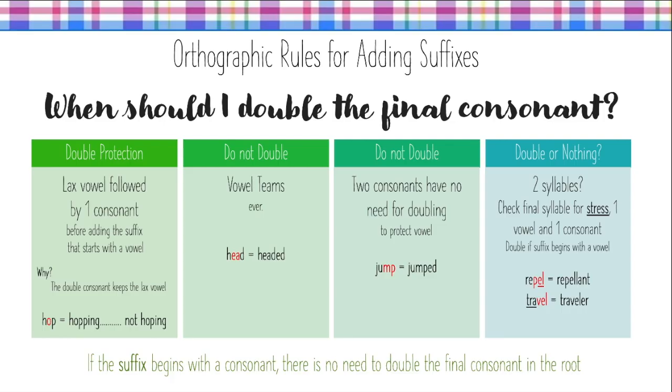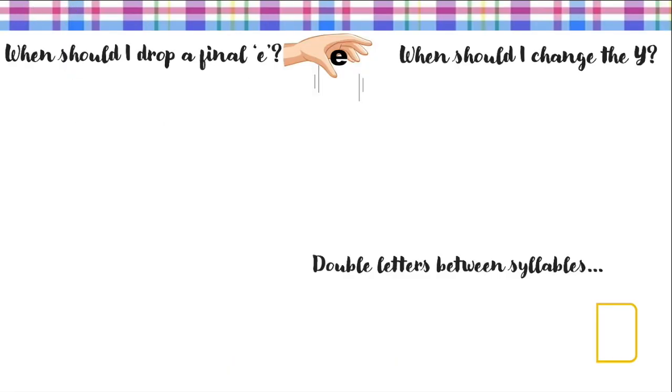Okay, so rule of thumb, if the suffix begins with a consonant, there's no need to double that. Final consonant in the word or the root is totally fine. All right, so now let's take a look at some other things that we're going to do with that final E on our words when we're doing different things with suffixes or changing the word up a little bit. We're going to start with these questions such as, when am I going to drop that final E? When do I actually change the Y to I? And when do I need to double between syllables? These again are some of these spelling guidelines that are going to be really helpful for students to know and things to look out for.